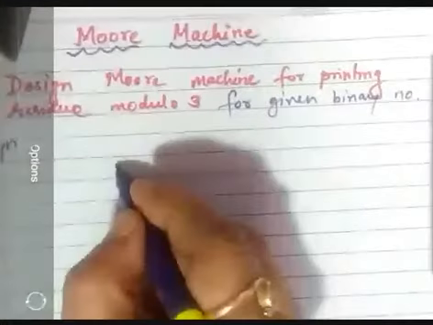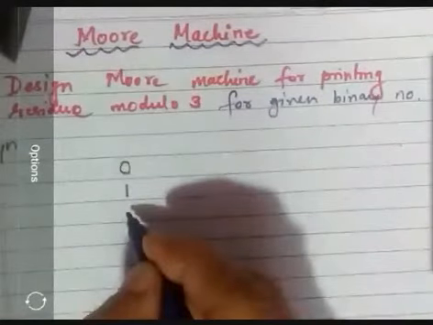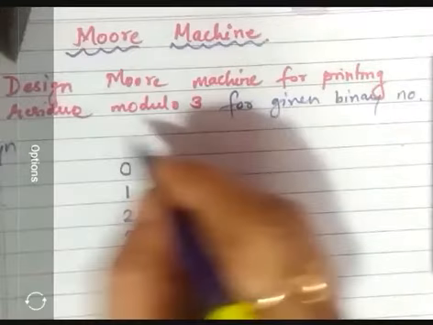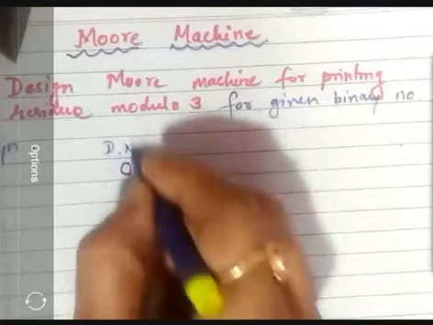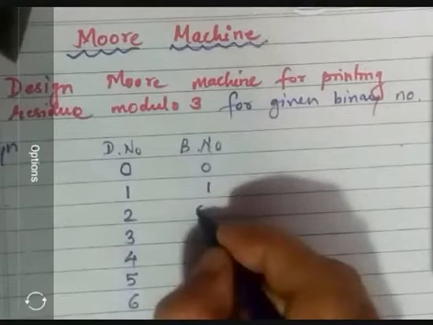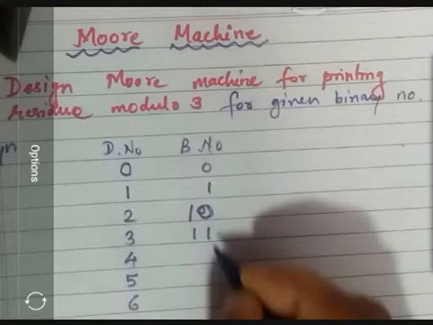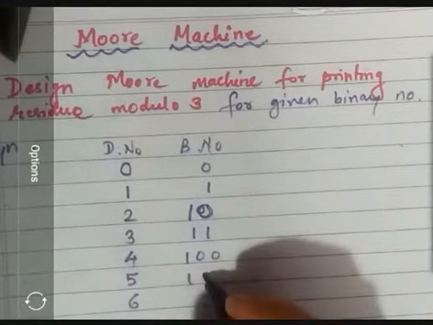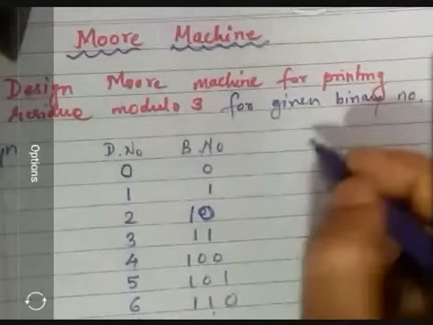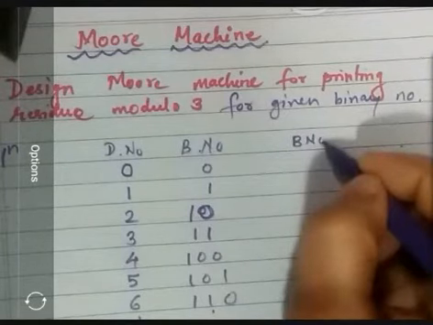So start from 0, 1, 2, 3, 4, 5, 6. Now these are my decimal numbers. My binary numbers will be 0, 1, 10, 11, 100, 101, and 110. There will be many more numbers here. Okay, now we are trying to represent the binary number modulo 3.